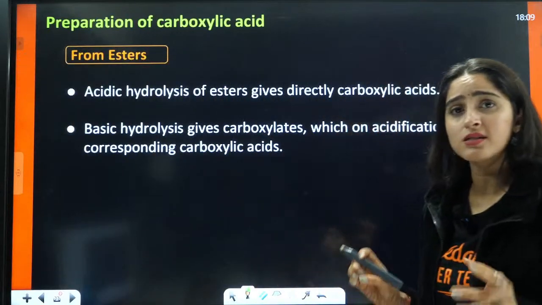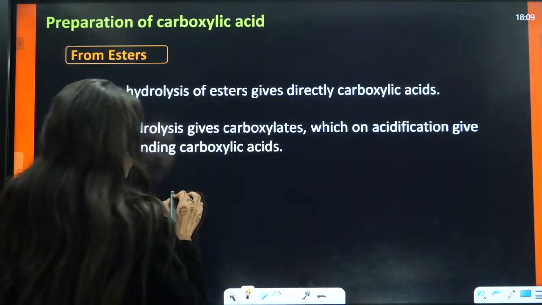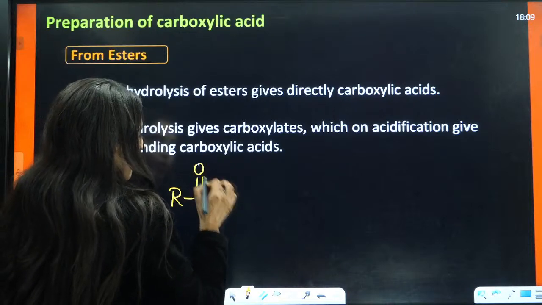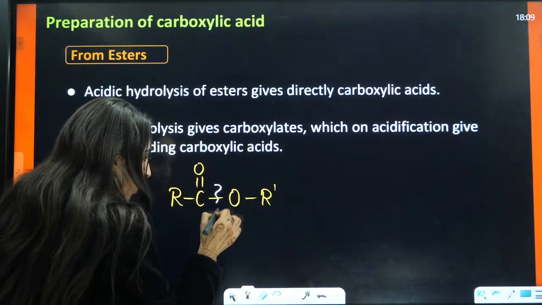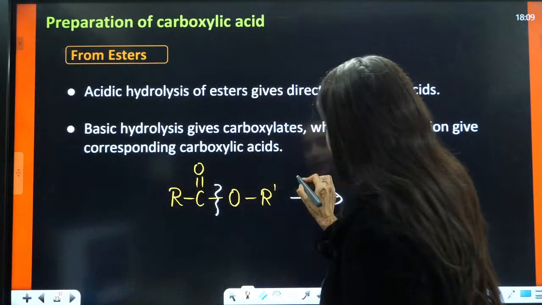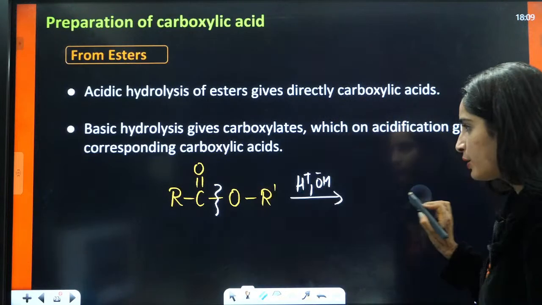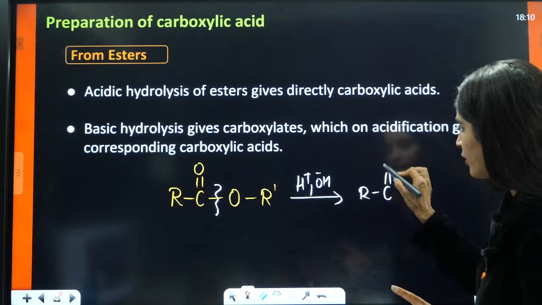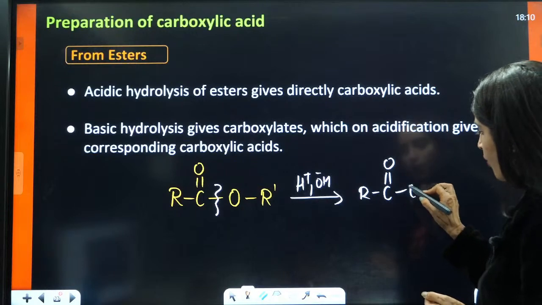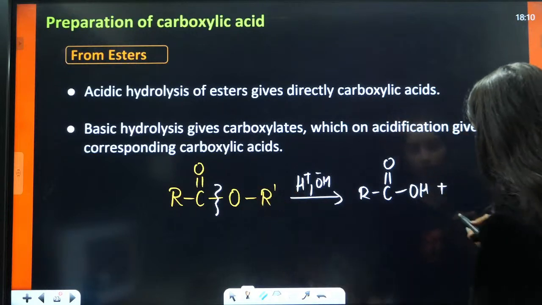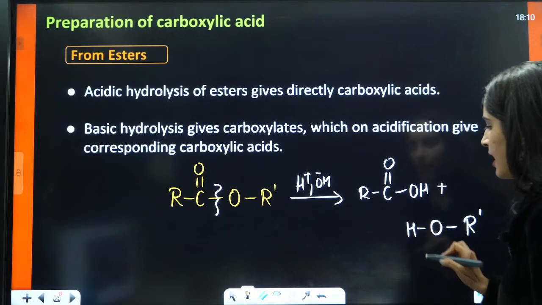Now from ester, we are going to do the same thing. You have RC double bond O, OR dash. Break this bond and attach H positive and OH negative correspondingly. So this is RC double bond O, just attach OH here. Plus this is R dash O, attach H positive here.